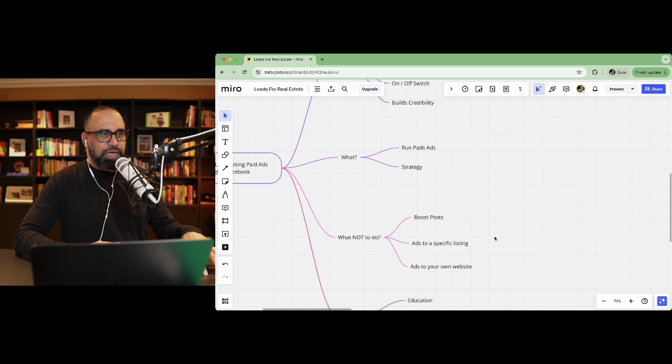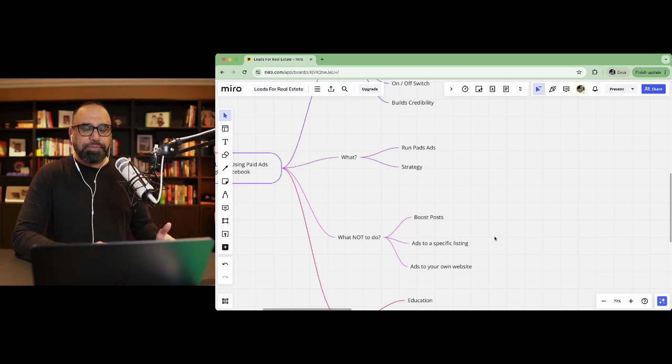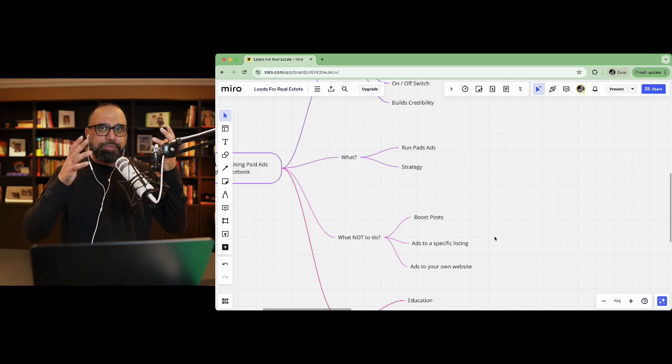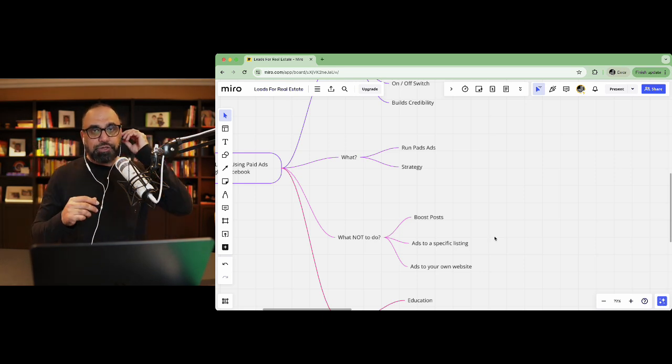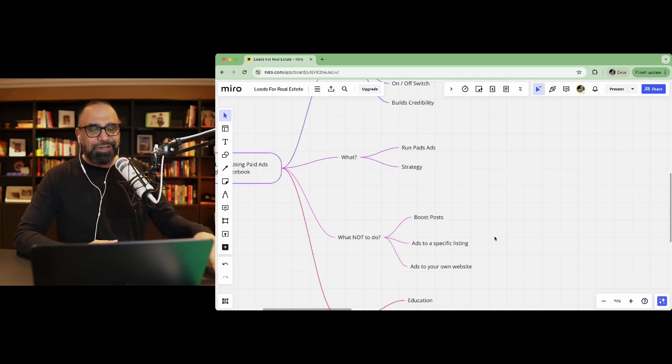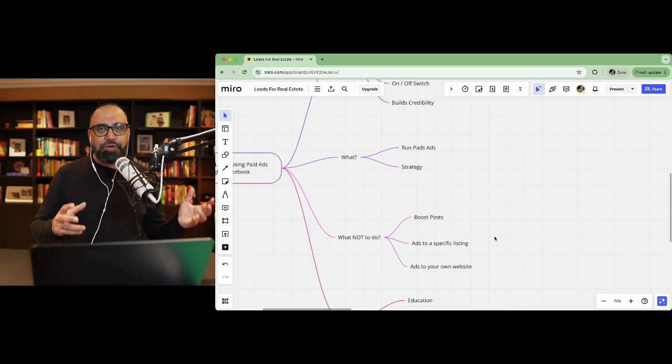And one of the worst things you could do is run ads to your website. Please don't do that, because there's so much stuff on the website that people just get confused. They don't know what to do, right? So please don't do that. These are three things. Do not do them. Waste of money. Don't boost a post. Don't run ads for your very specific listings. And don't run ads for your website.